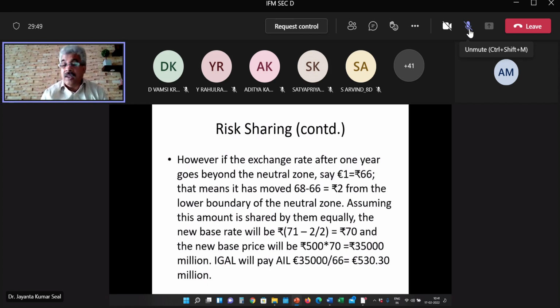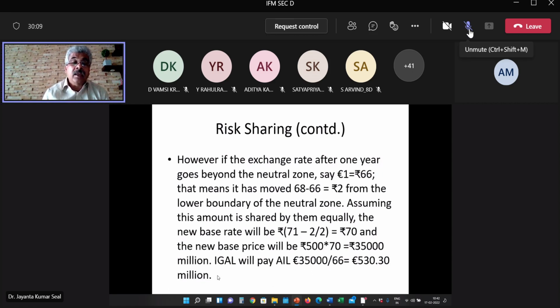So, if it is shared by them equally, each gets 1 rupee, 2 by 2. So they will calculate a new base rate. How? 71 was the old base rate minus 2 by 2, that is 70 is the new base rate. So what will be the new base price? 500 into 70, that is 35,000.